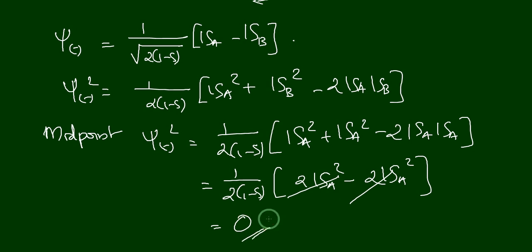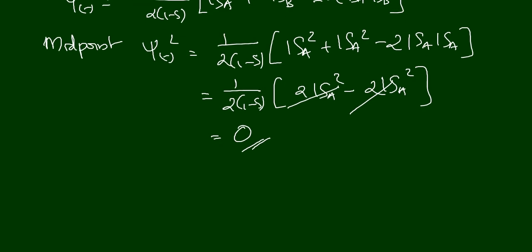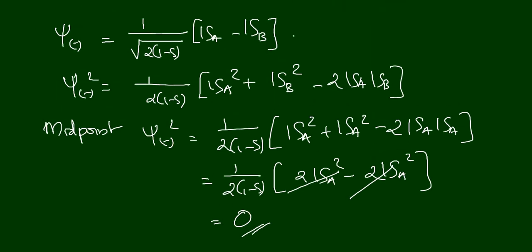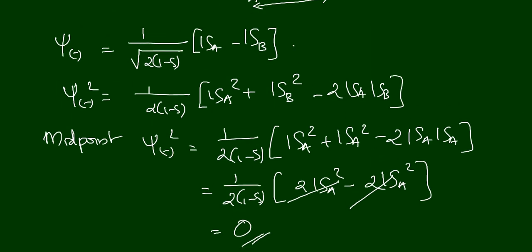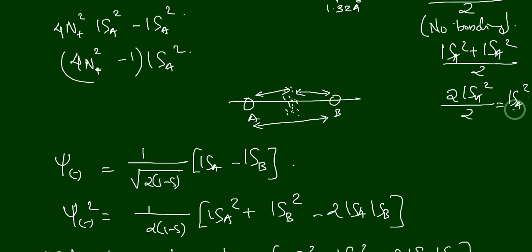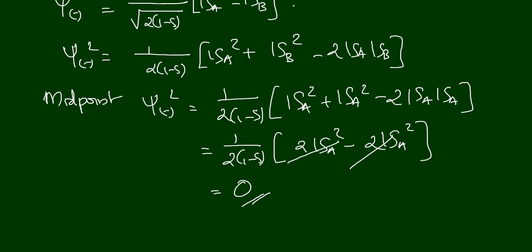It means that if the electron is occupying the psi minus orbital, then the electron density in between the nuclei is 0. What does it mean? In between the nuclei, the electron density is diminishing. If there were no molecular orbital formation, at least there would be an electron density corresponding to 1s A square. But now, if the electron is occupying the psi minus orbital, that is even less than 1s A square.